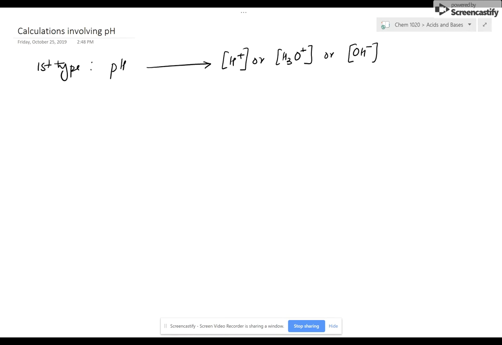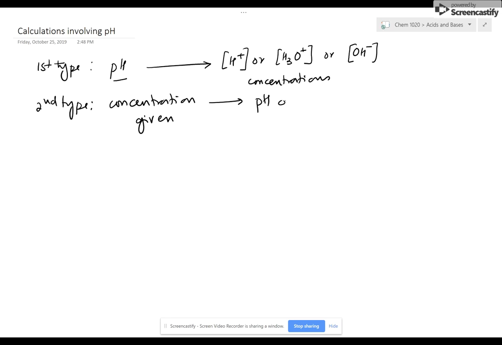So basically, the pH is given to you, you're supposed to find the concentration. So these are all concentrations. Okay, that's the first type of calculation. The second type of calculation that you'll experience is when the concentration is given to you, and from that you're supposed to determine the pH or the pOH.